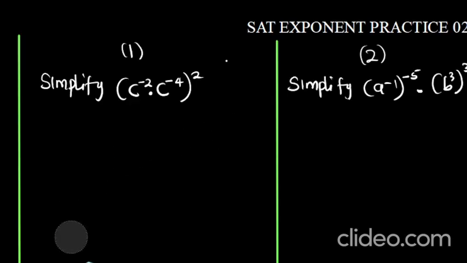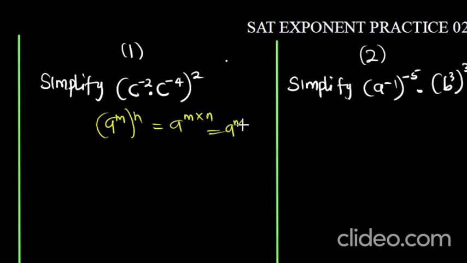Okay, for this one, we have this all to the power of 2. Recall this rule: a to the power of m, all to the power of n, is a to the power of m times n, which is a to the power of mn. So in this case, use this power to multiply this, and also use this power to multiply this one here. So this becomes c to the power of negative 2 times 2, which is c to the power of negative 4, and c to the power of negative 4 times 2, which is c to the power of negative 8.